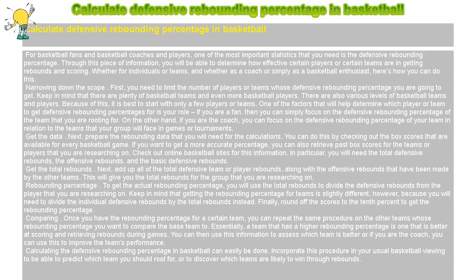Calculate defensive rebounding percentage in basketball. For basketball fans and basketball coaches and players, one of the most important statistics that you need is the defensive rebounding percentage. Through this piece of information, you will be able to determine how effective certain players or certain teams are in getting rebounds and scoring.